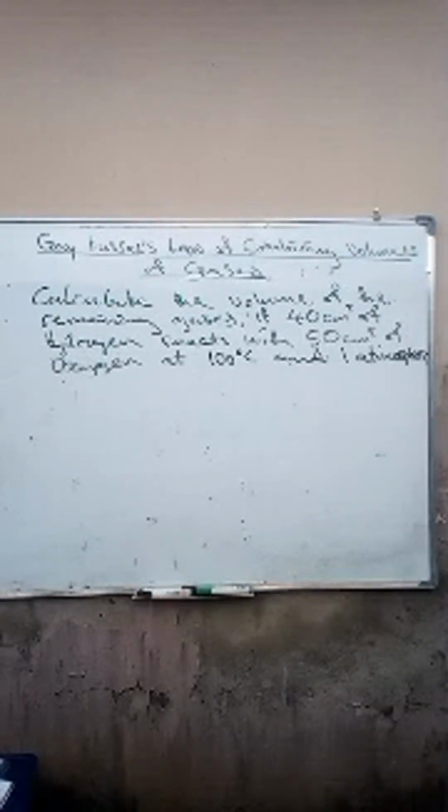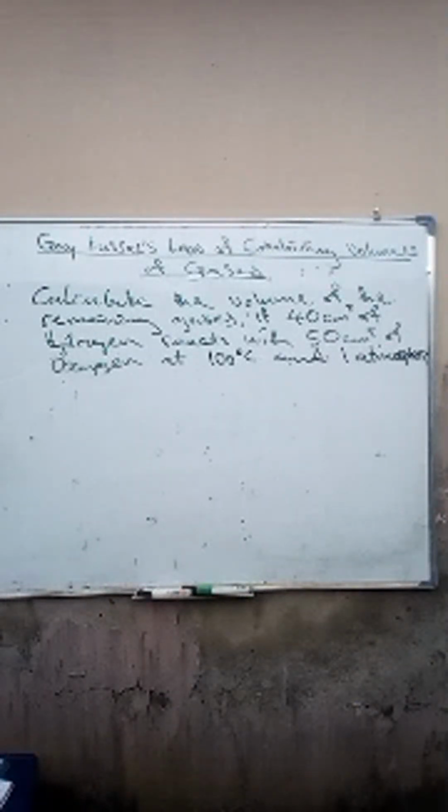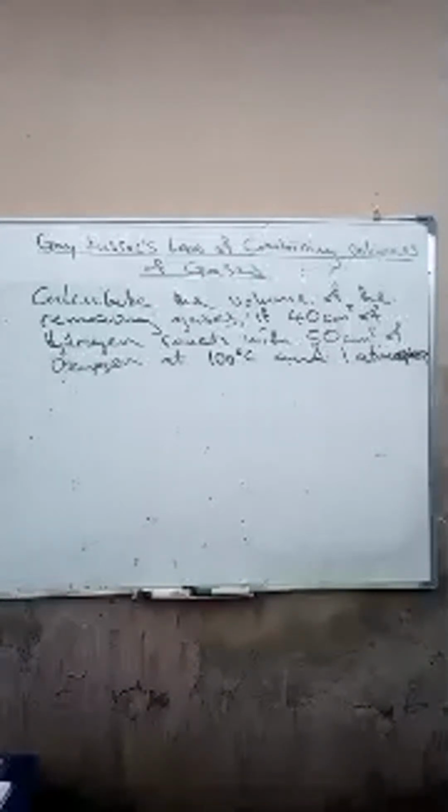So what is this Gay Lussac talking about? We are made to understand that in his law of combining volumes, he states that when gases react, they do so in volumes which are in simple ratio with that of the reactants and to the products. And we'll have a question there that we're going to be looking at, and perhaps some other questions that will help us.